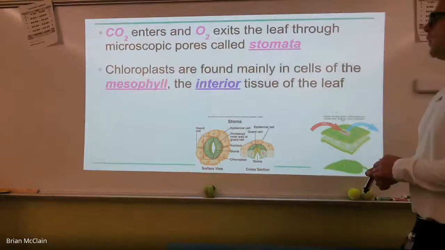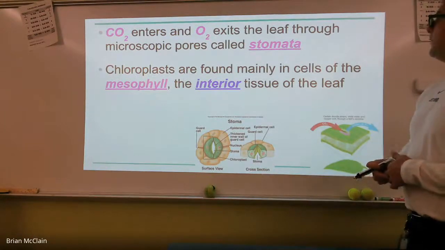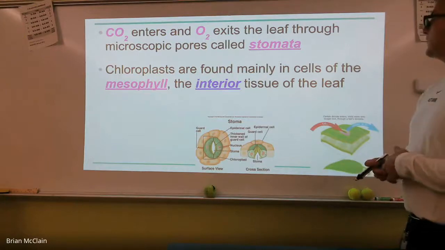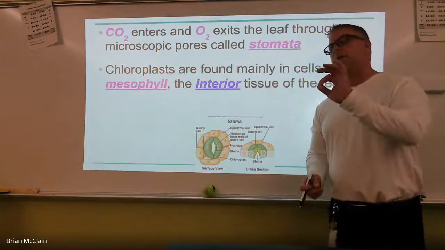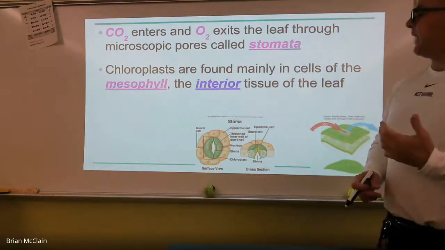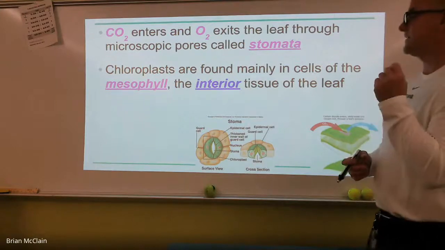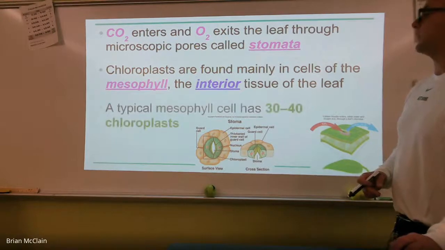So what we find is that chloroplasts are found mainly in the cells of the mesophyll, which is going to be the interior tissue of the leaf. So when you think about a leaf, if you kind of squeeze it, you've got a little bit of a sponginess to it. So the mesophyll layer of cells is that spongy interior portion, and that's where most of our chloroplasts are going to be.